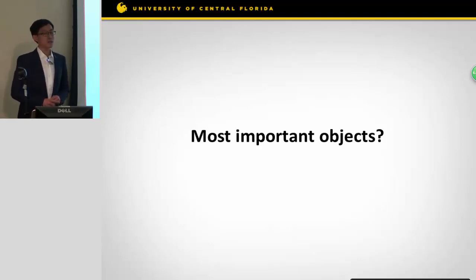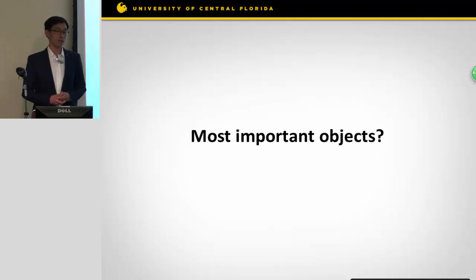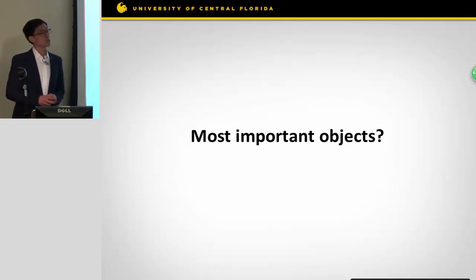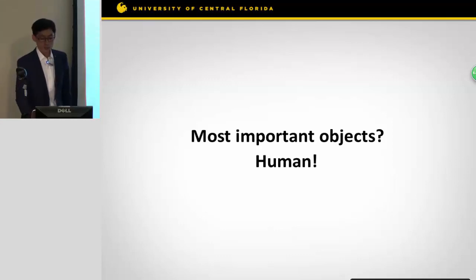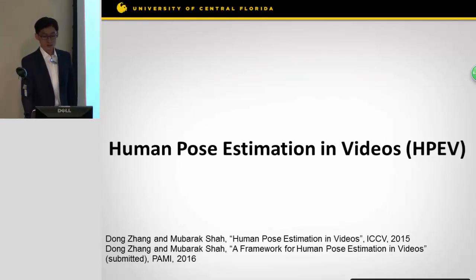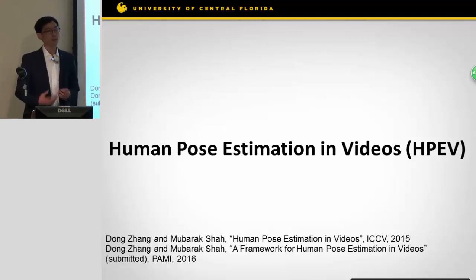For the video object segmentation and co-segmentation problems, we handle generic object classes. So what is the most important object class in the videos? As we know, it is human. So this brings us to the third chapter of my dissertation, which is human pose estimation in videos. We have published this work in ICCV 2015, and an extension of the work was submitted to PAMI.